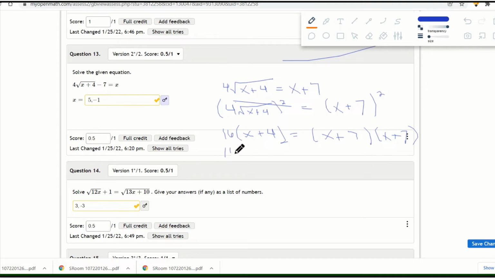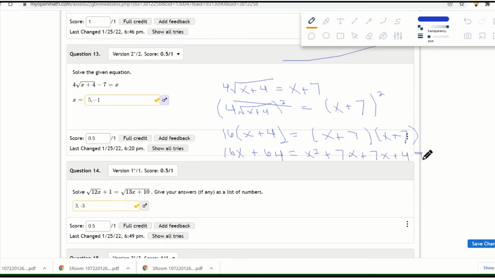This will be 16x, and then the 16 times 4 is 64. And over here, x times x is x squared. And x times 7 is 7x. And then 7 times x is 7x. And then 7 times 7 is 49.